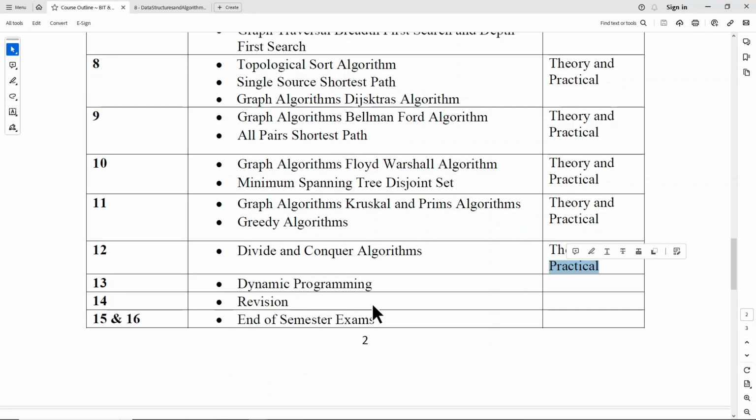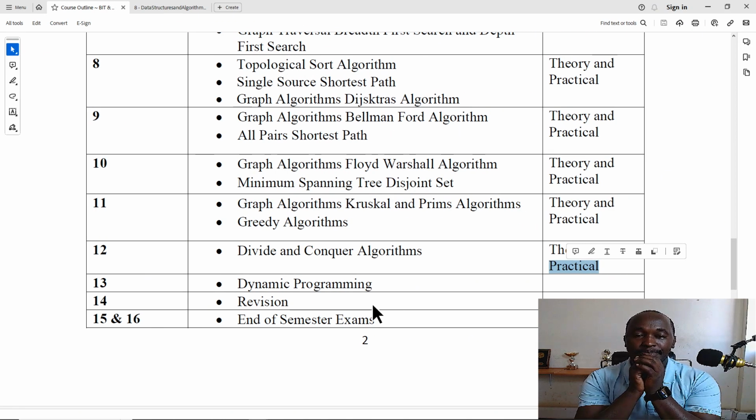Well, so that really wraps up this part of having the overview.